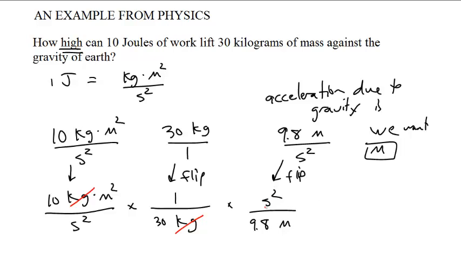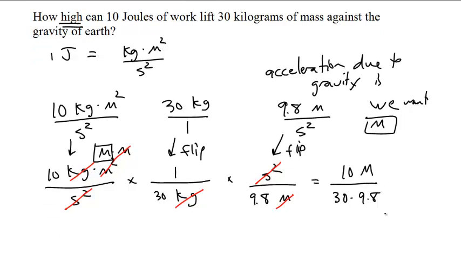And the beautiful thing about this is that we have second squareds up top, which cancel out with the second squareds. This meter squared is really meters times meters. Let me do that in a different color. Is meters times meters. And this meters down below is going to cancel out with one of them. And now the only unit left is the 1 meter up top. So what do we have? Up top we have 10 meters all over 30 times 9.8.